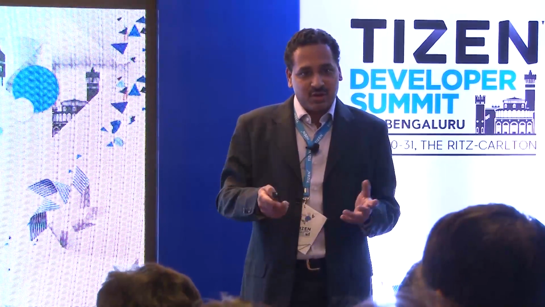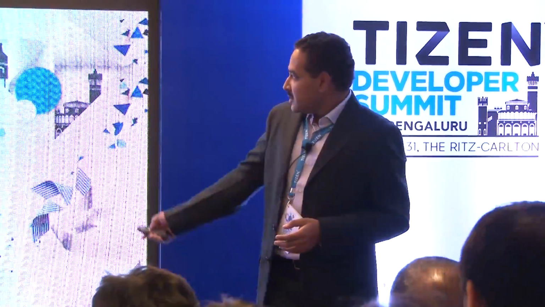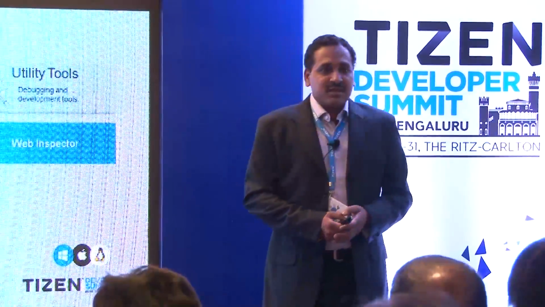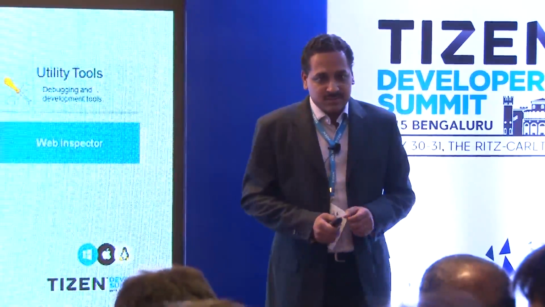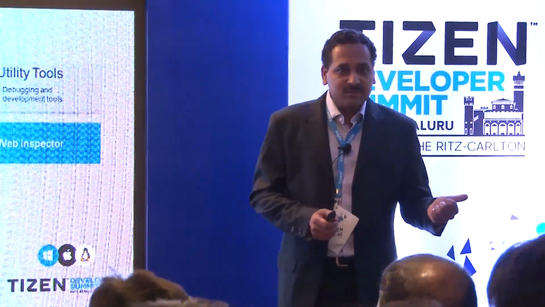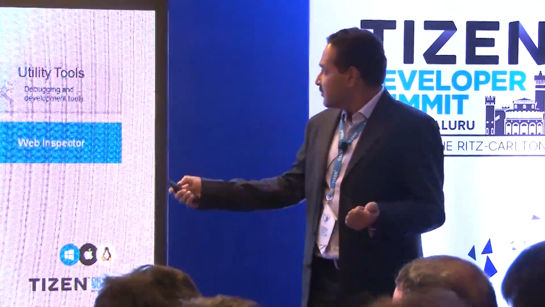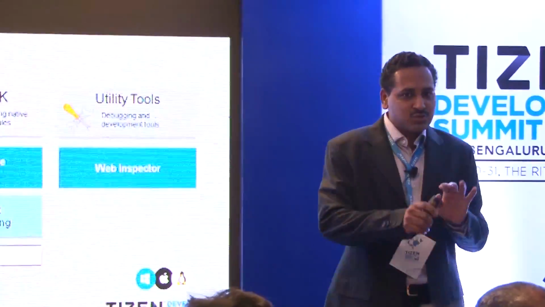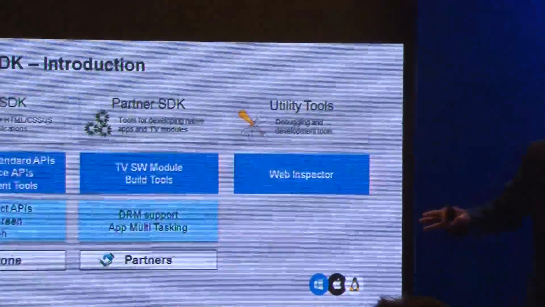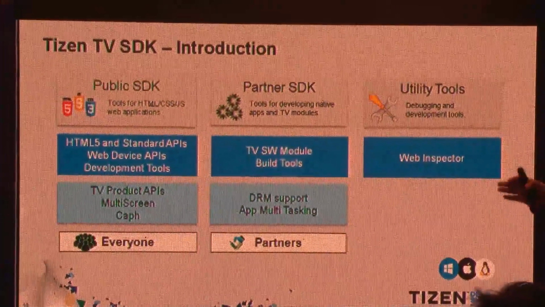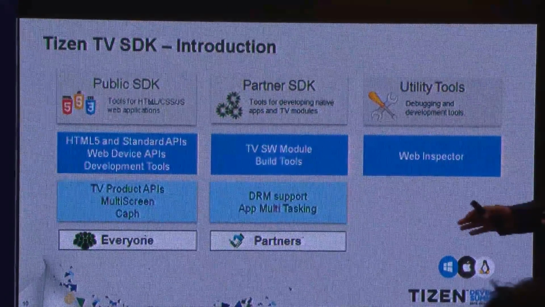So we just talked about Tizen TV applications in a nutshell. Now let us talk about what exactly the Tizen TV SDK is and what it offers. The Tizen TV SDK comes in 2 flavors. The first flavor is the public SDK, which is open to everyone, and it is available for Mac, Linux and Windows OS.